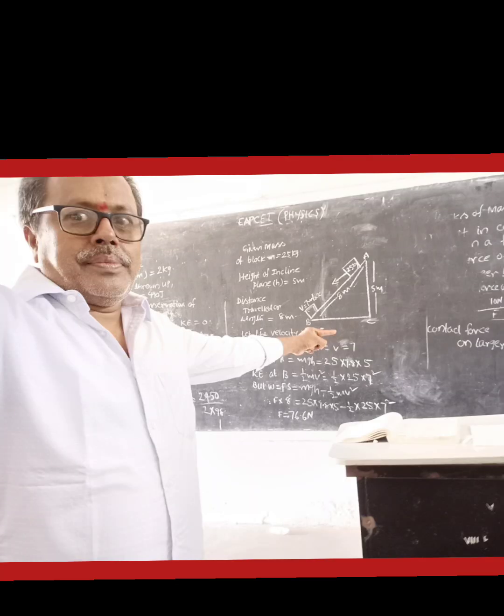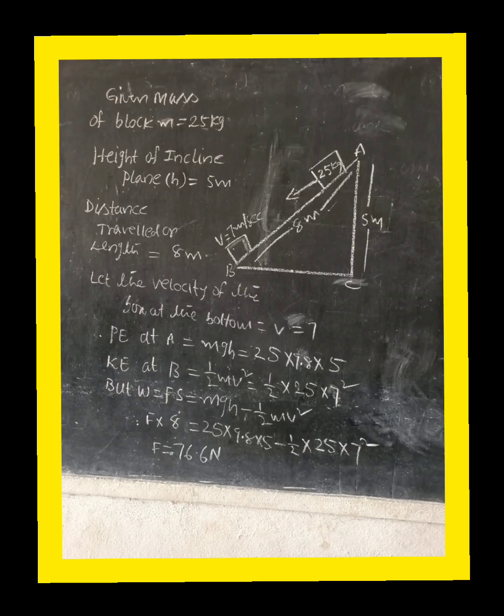Here the mass of the box is 25 kgs and it starts from rest and slides down an inclined plane of length 8 meters. What is the height of the inclined plane? 5 meters. This is the velocity with which it is sliding down, 7 meters per second. This problem can be solved by using the law of conservation of energy. Potential energy at A is equal to kinetic energy at B.